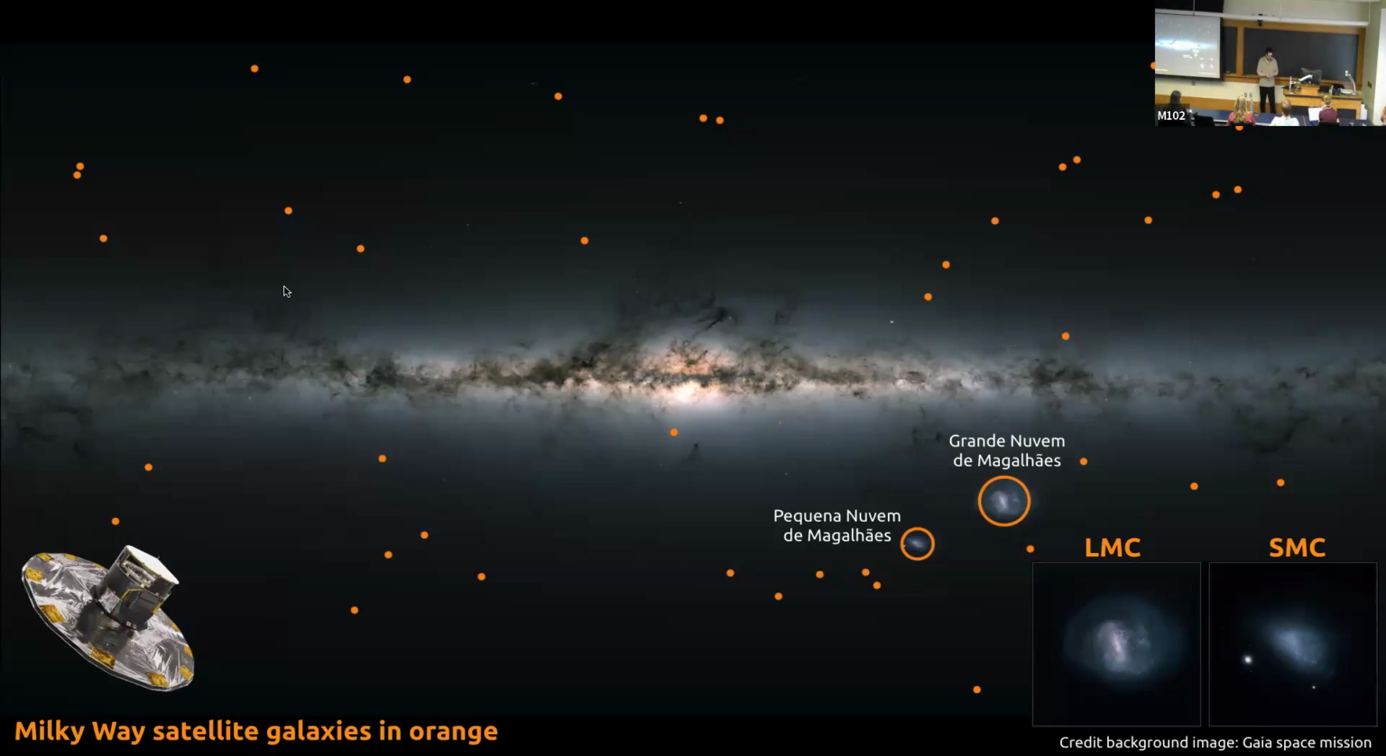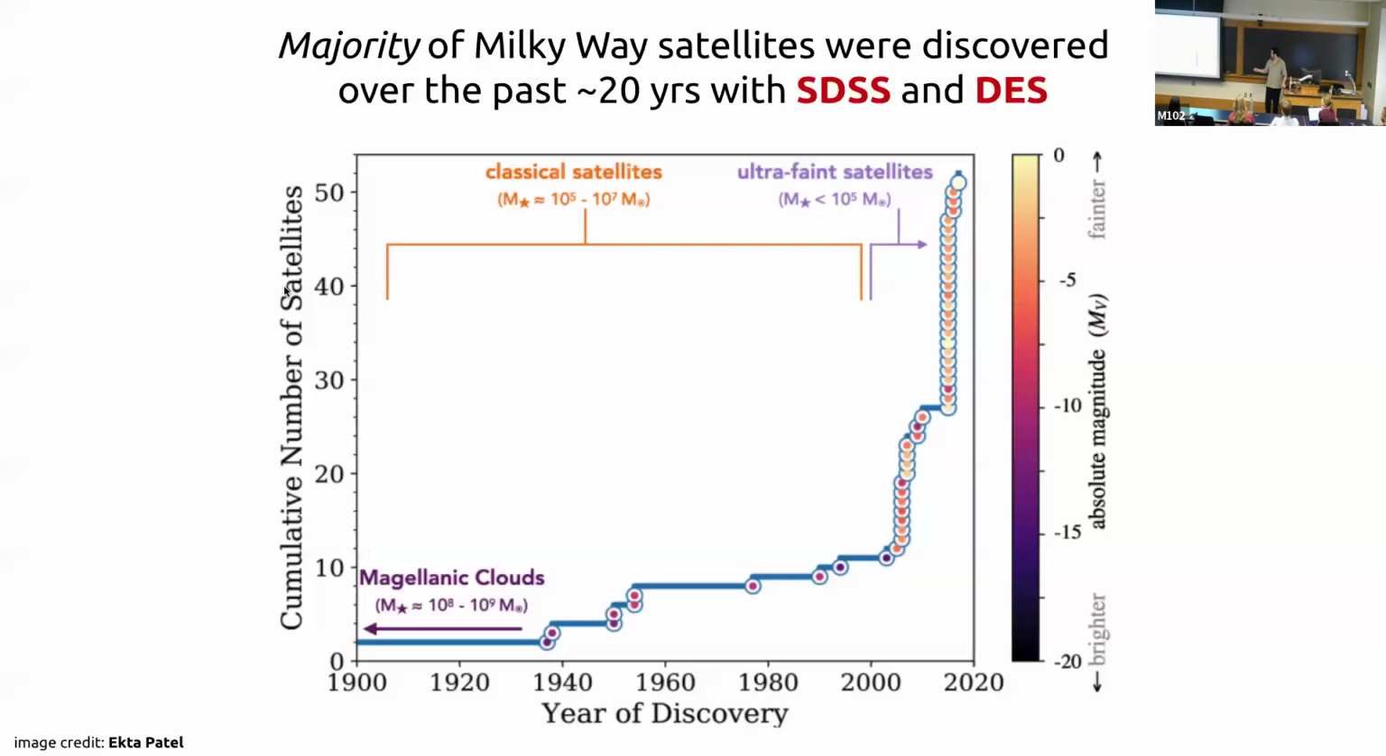Then, of course, one of the mandatory plots to show when talking about dwarf galaxies is the discovery timeline for dwarf galaxies. These two monstrosities right here, the Small and the Large Magellanic Clouds, were known since antiquity by people in the southern hemisphere of the globe. However, all of the other dwarf galaxies have been discovered over the last century or so. And this is the timeline that I just mentioned.